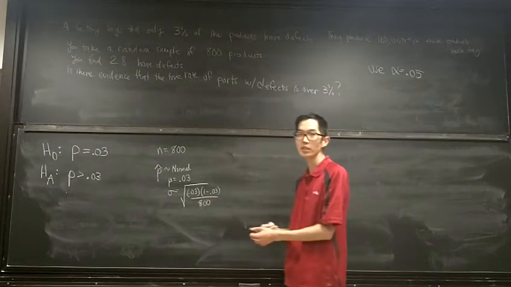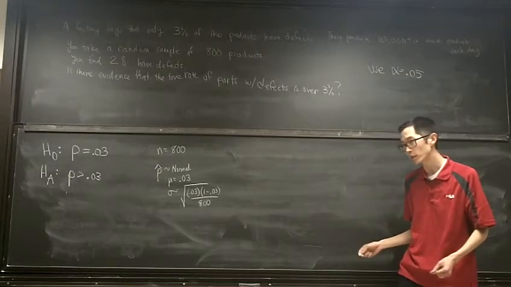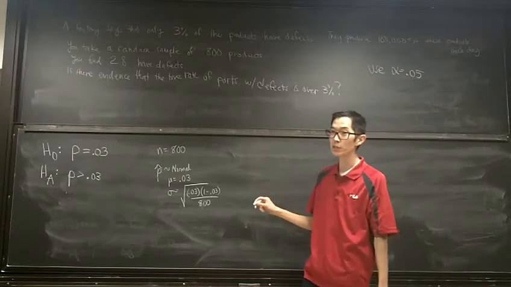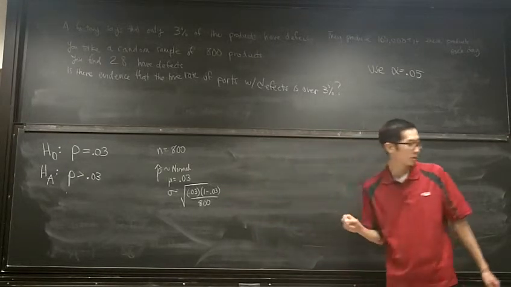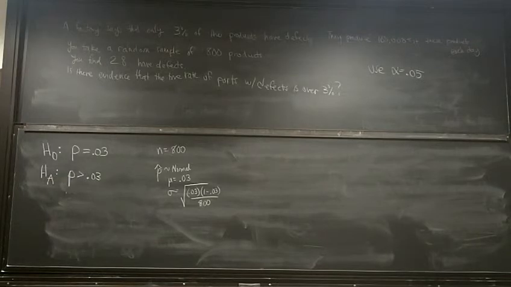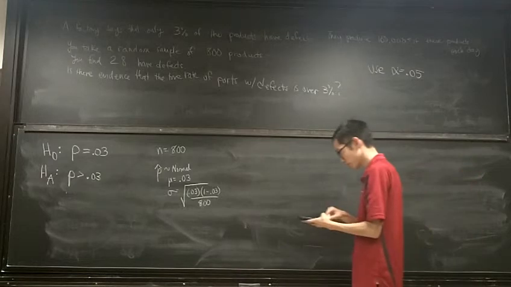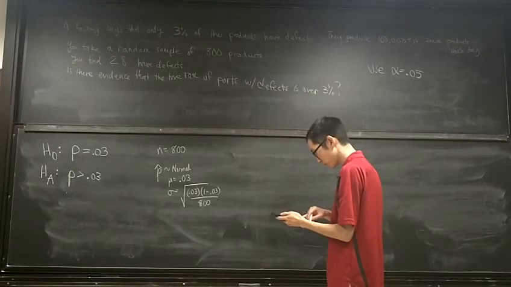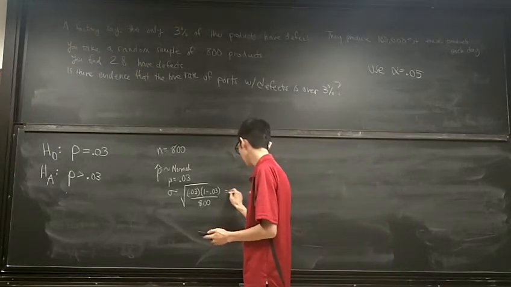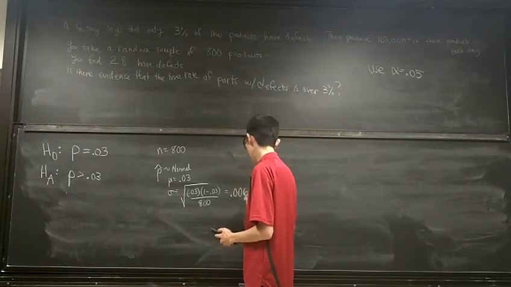Now, I was walking around and I noticed a lot of people had 0.3. Okay? 0.3 is 30%. That's going to seriously mess up your answer. The answer is 0.006. For P hat, I had 0.035. Yes, that is correct. Don't worry. So yeah, I get 0.006.